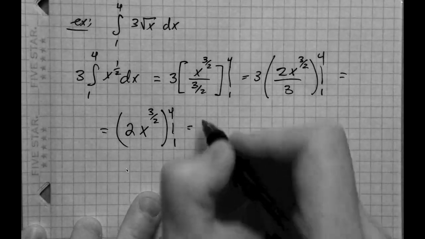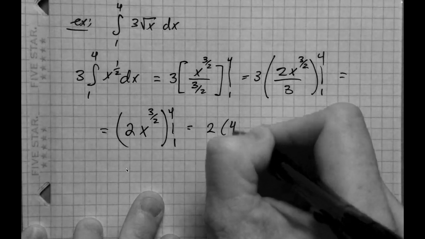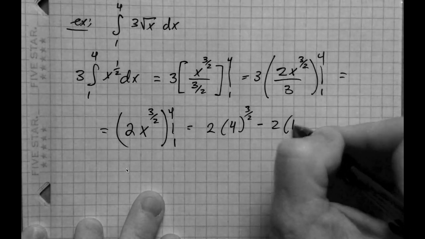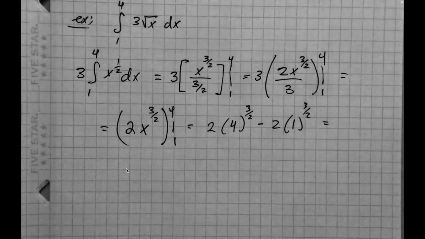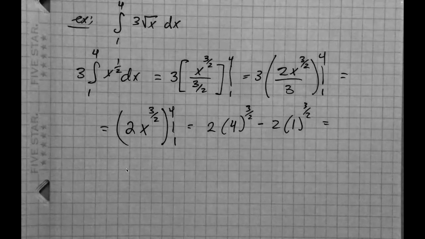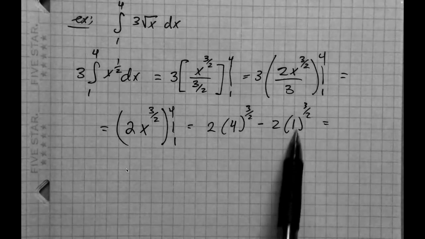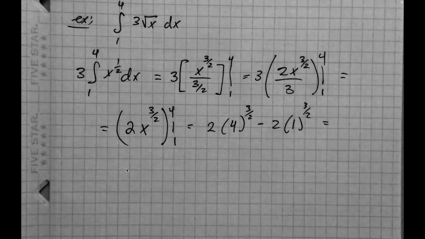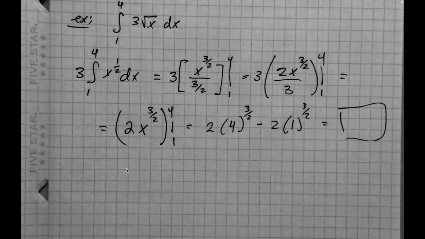And what do we get? We get 2, and then it's 4 to the 3/2 minus 2 times 1 to the 3/2. Okay, and I'll just leave it to you guys to figure out what that number is. It's like 4 cubed square root of that, 1 cubed square root of that. Subtract those two and multiply everything by 2. So you're going to get some answer. I don't have it in front of me, but there you go.